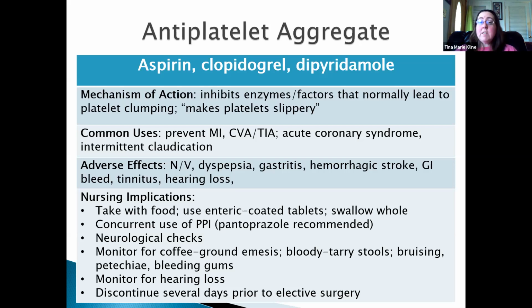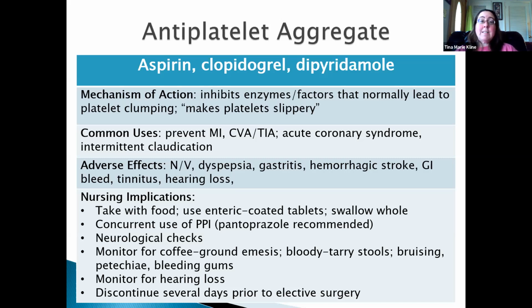This medication can result in hearing loss. Again, that's typically with either high doses or long-term doses. So there have been cases where patients have taken low-dose aspirin and developed hearing loss when they've taken it over a span of many, many years. Again, at that point, you're looking at the benefit versus the risk.